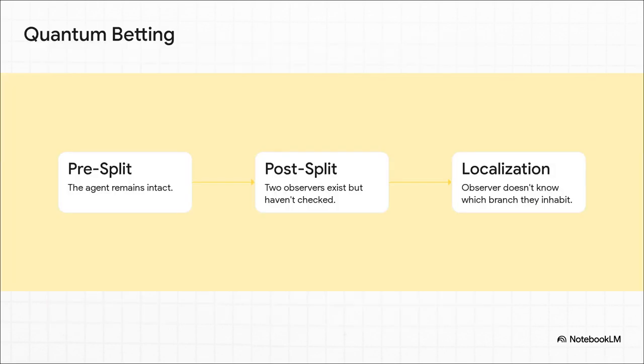Let's trace the logical flow of quantum decision theory step by step. Step 1. Pre-split. You are an intact agent and you're about to observe an event. Step 2. Post-split. The event has happened, the branches have fragmented, and there are now two versions of you. But crucially, neither version has looked at the measurement device yet. Then comes step 3. Self-localization.